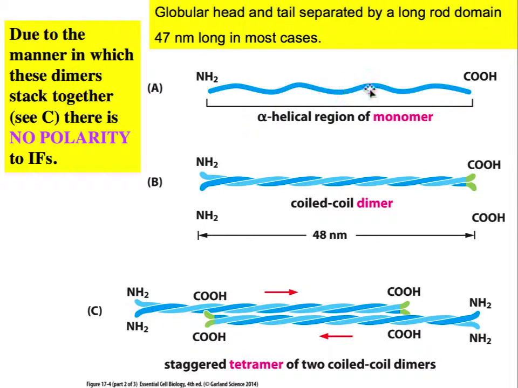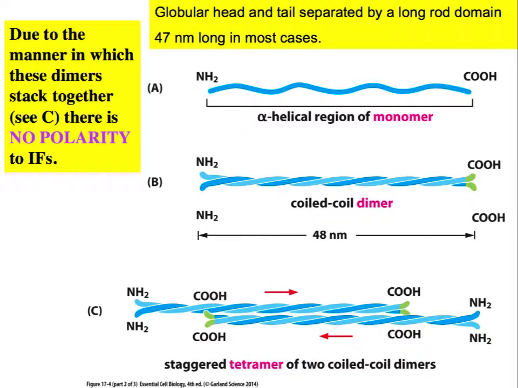So the polypeptide is illustrated here, and that's called the monomer. Monomers naturally associate with their partners inside cells to form dimers, and this is called a coiled-coil dimer. If you go back to chapter 4, you'll see examples of this. So this side of the dimer is an amino end, and this side of the dimer is a carboxyl end. This would indicate that these filaments have some kind of polarity.